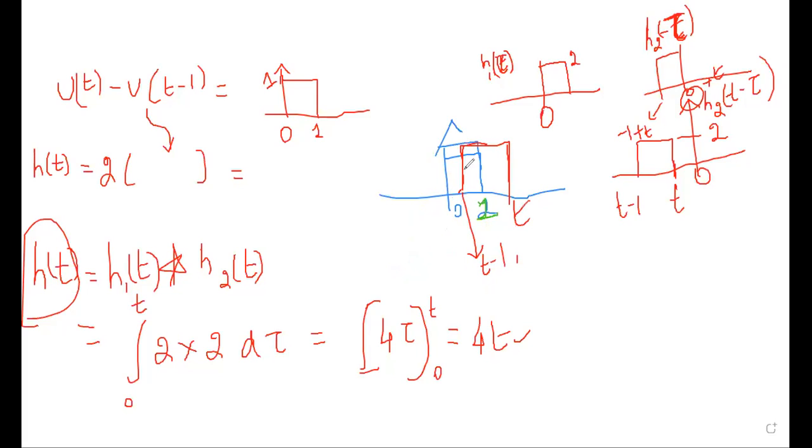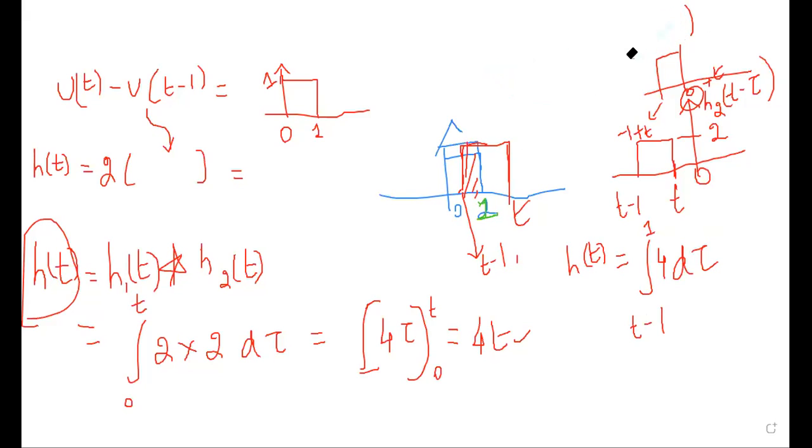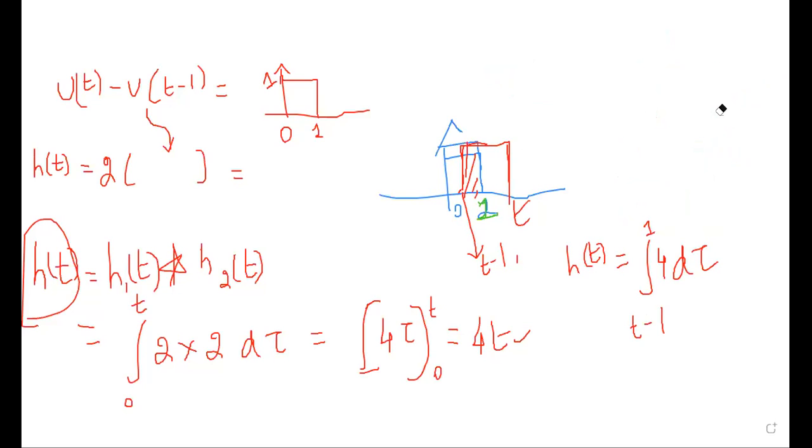Now tell me what range I have to do the integration. T minus 1 to 1. So h of t is equal to the next integration from t minus 1 to 1. The amplitude remains the same, 4 only, 2 into 2 is 4, into d tau. I want you to complete this and get me the answer. I don't want to solve it here on the screen. 8 minus 4t is the answer.